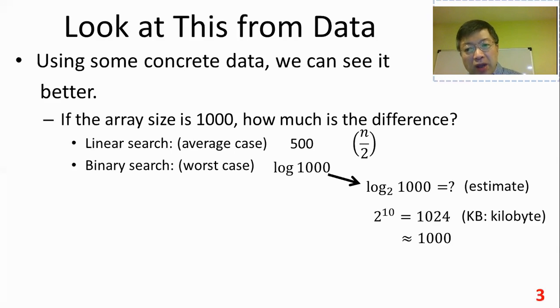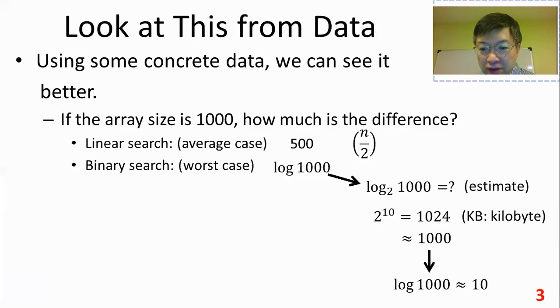Then we can use 1,024 to approximate 1,000. They're very close. So we just drop that remainder 24. Now it is a pretty good approximation for us. 2 to the 10th is approximately equal to 1,000. So if we take log base 2, we get this: log base 2 of 1,000 is approximately equal to 10. That's a good number.